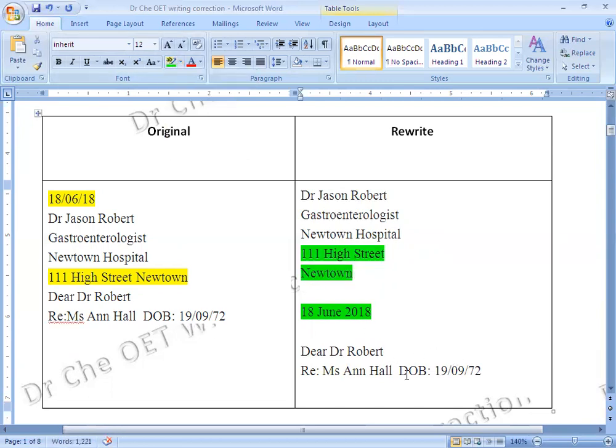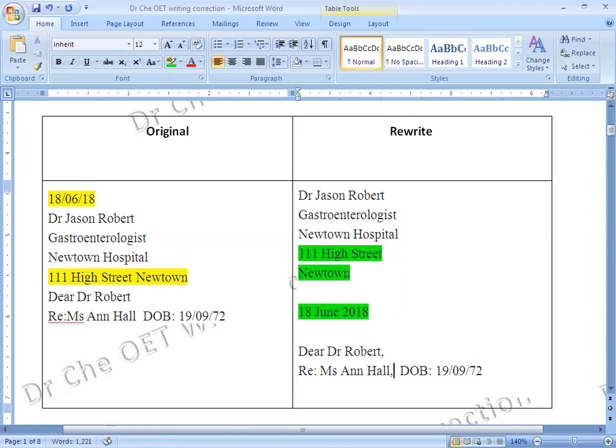Now this part. Dear Dr. Robert, here this comma is optional. You can write it, you can omit it. But when you are writing date of birth or age on the same line, we should use a comma here. This comma is necessary. This one is optional, but this one should be written. So Miss Anhal, that is okay. Date of birth is written here.